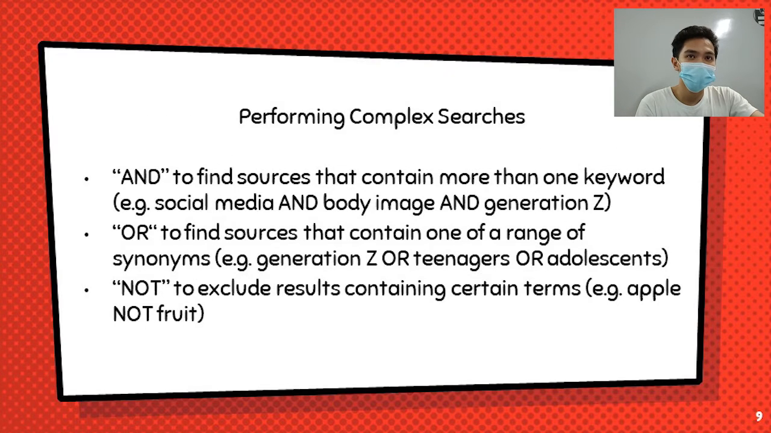When performing complex searches, use AND to find sources that contain more than one keyword, such as social media and body image and Generation Z. Use OR to find sources that contain one of a range of synonyms, such as Generation Z or teenagers or adolescents. Use NOT to exclude results containing certain terms, such as apple, not fruit. So the use of Boolean operators such as AND, OR, and NOT are very useful when you need to filter your search results.